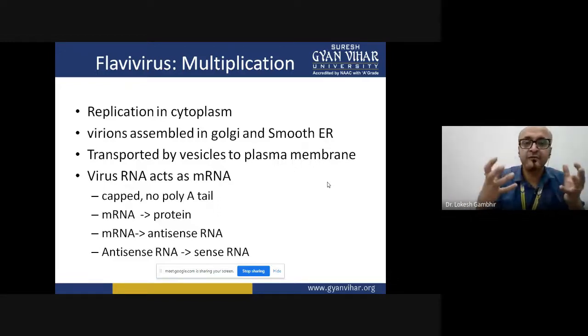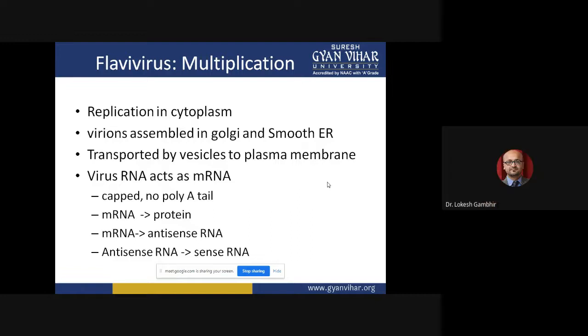Once the mature virion is available, it follows this path and goes out of the cell. And not only that, all the family members of the Flaviviridae, as per the Baltimore classification, we have categorized as single strand positive sense RNA viruses. So that positive sense RNA as a genome behaves as a putative mRNA, which can directly give rise to protein.